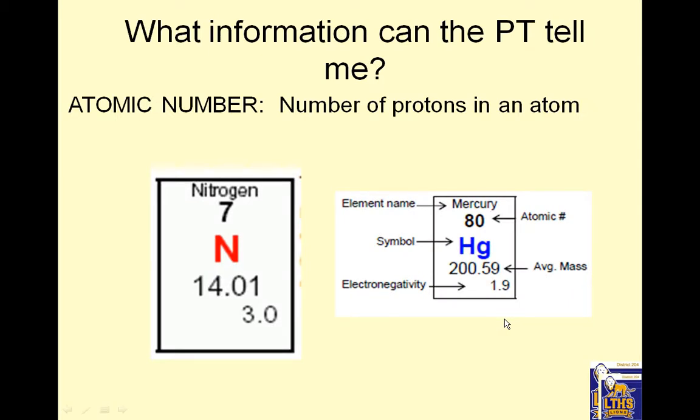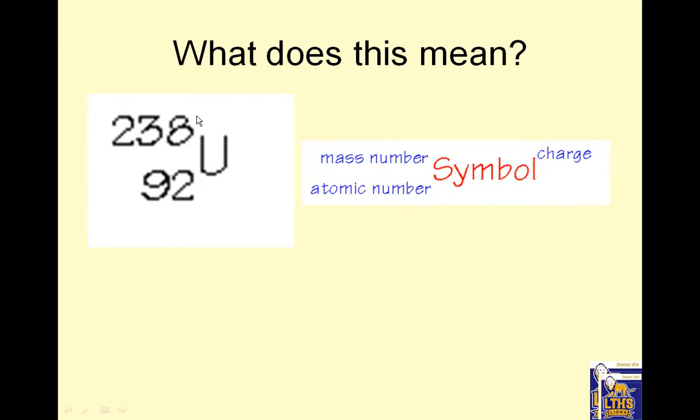So what can you find out from the periodic table? Definitely atomic number. Atomic number is the whole number on the periodic table. It's also the number of protons. Like we said, identity. 80 protons is mercury, 7 protons is nitrogen, the identity of an atom. You can also find out average atomic mass. Ours also has electronegativity, the element name, and the element symbol. Atomic number is the number of protons.